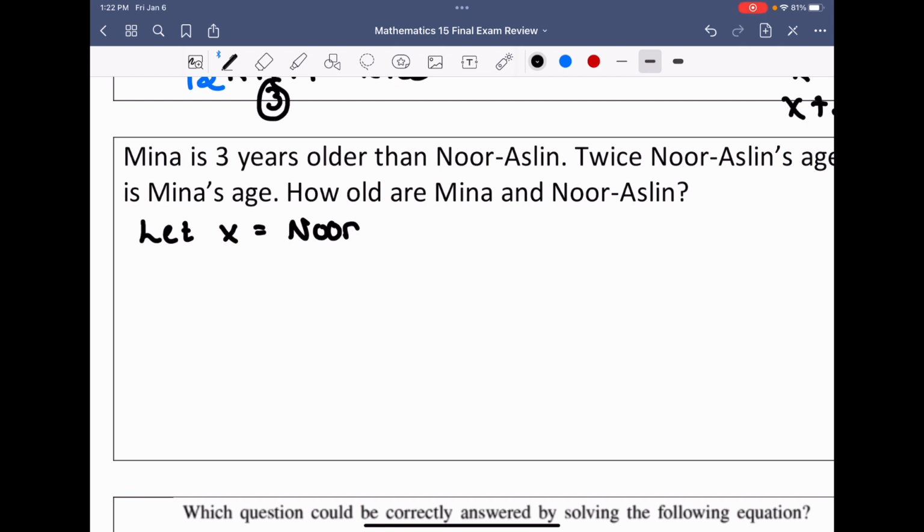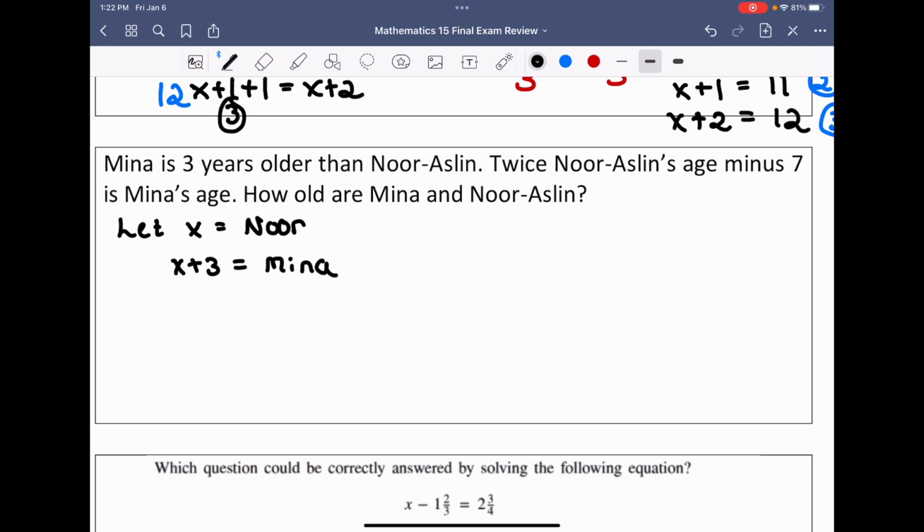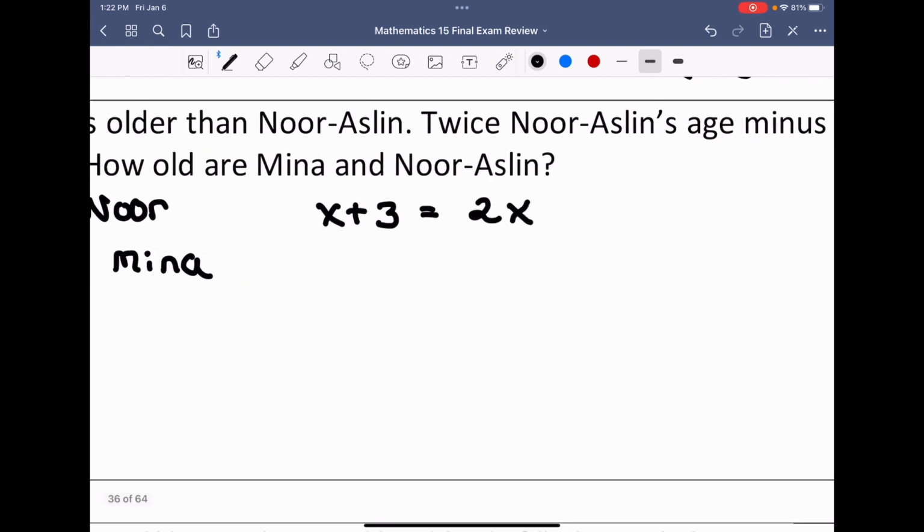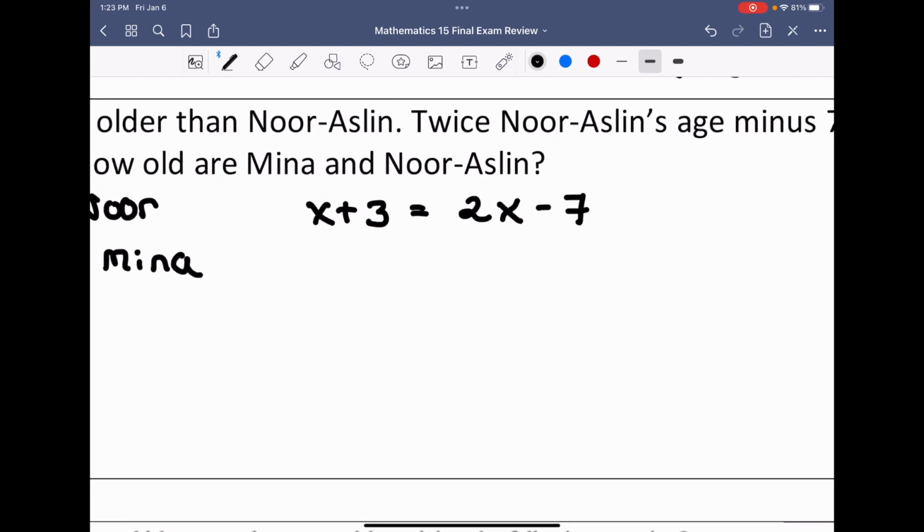And then we're going to say let x plus 3, according to the instructions, because they say Mina is 3 years older than Noor, x plus 3 is equal to Mina. Now, reading furthermore into this instruction, twice Noor's age minus 7 is Mina's age. Well, here's what we do. If Mina is equal to x plus 3, and they give us a descriptor of Noor's age in comparison to this, twice Noor's age, which we said was x, so 2 times x, and then they say minus 7 in the instructions is equal to Mina's age. Below I'm actually going to put those: this is Mina, and this is Noor.